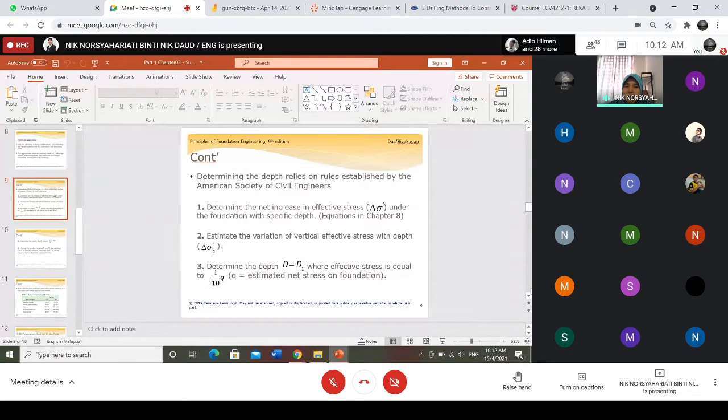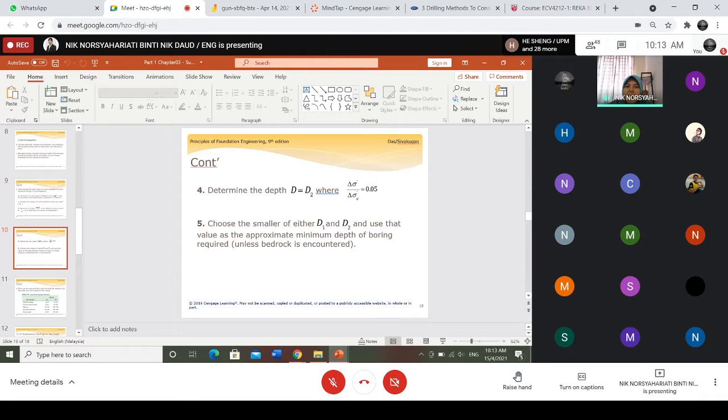Then based on that, they also want to estimate the variation of the effective stress with depth. Yeah, of course, indeed, because we want to know those stress values underneath. Then determine the depth, which is D equals D1, related to the effective stress. And then of course at the end of it you can use these findings to refer back to your foundation design. Okay. Then number 4, also determine the depth of the second layer, the depth of D2.